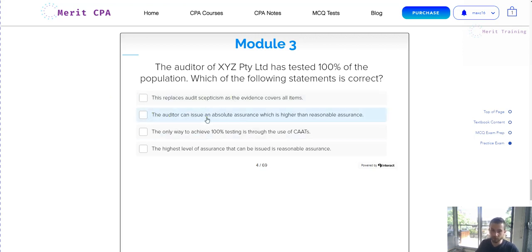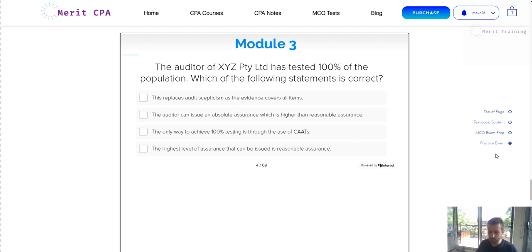B, the auditor can issue an absolute assurance which is higher than reasonable assurance. So what I would like to show you is the earlier chapters where we went through and saying that there's no such thing as absolute assurance in audit. There's no possible way that you can say to someone, there's no fraud in your financial statements, right? It's impossible to know. And you can't say there's no material misstatement in your financial statements.